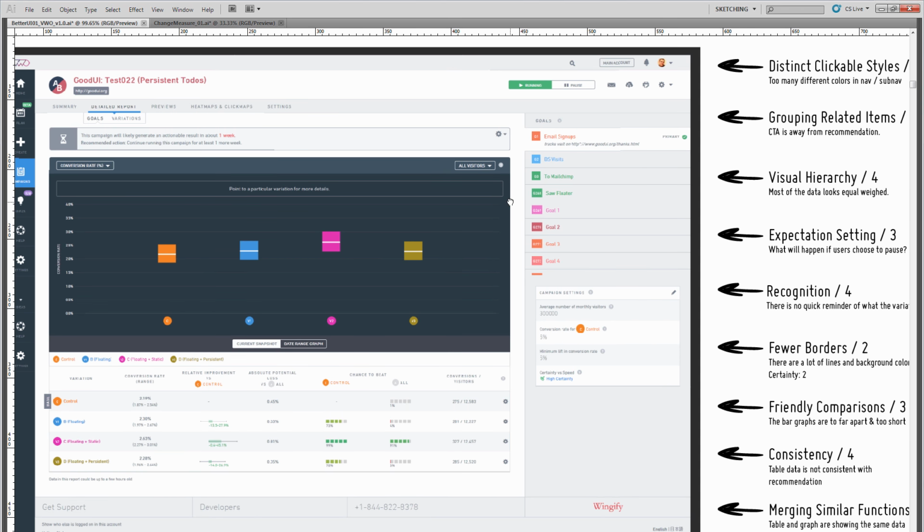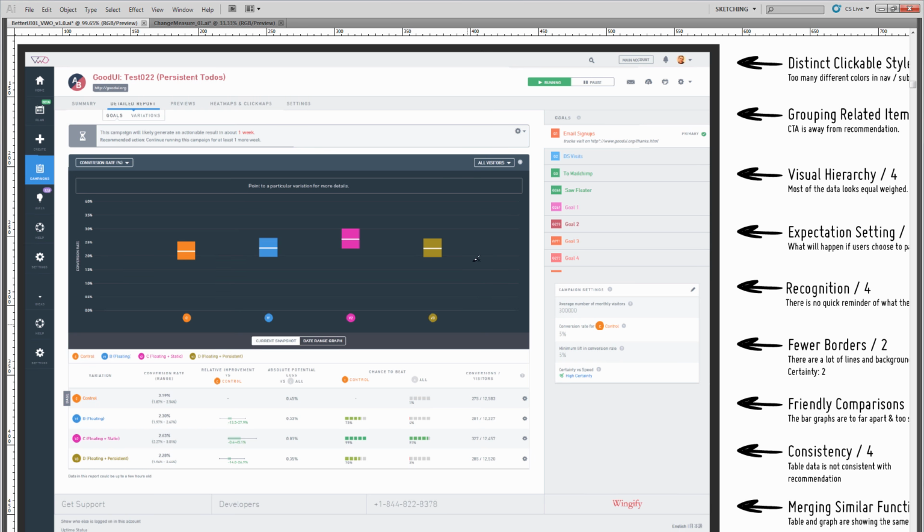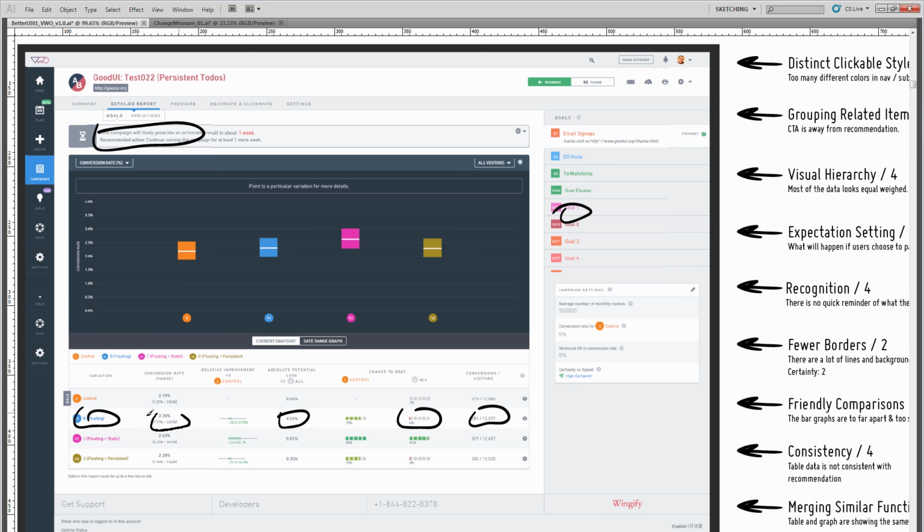Visual hierarchy. Most of the data looks equal weight. So if I actually look at this screen, a lot of this data here, and copy and text, is shown with an equal font size, which makes it a little bit hard to decide, okay, what's that most important thing I should be looking at and deciding based on.